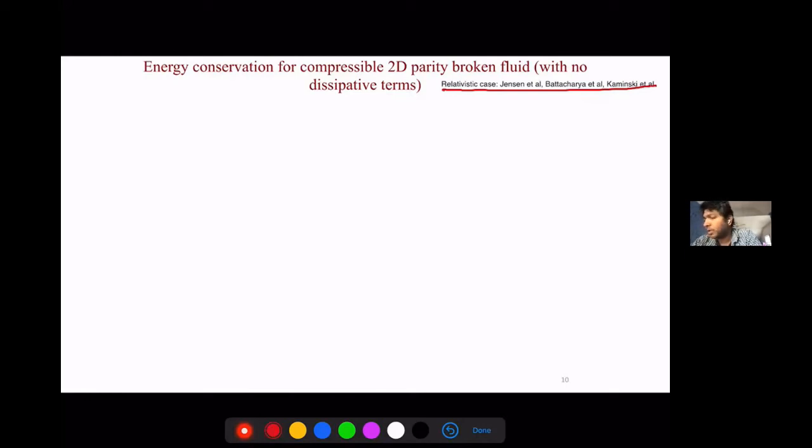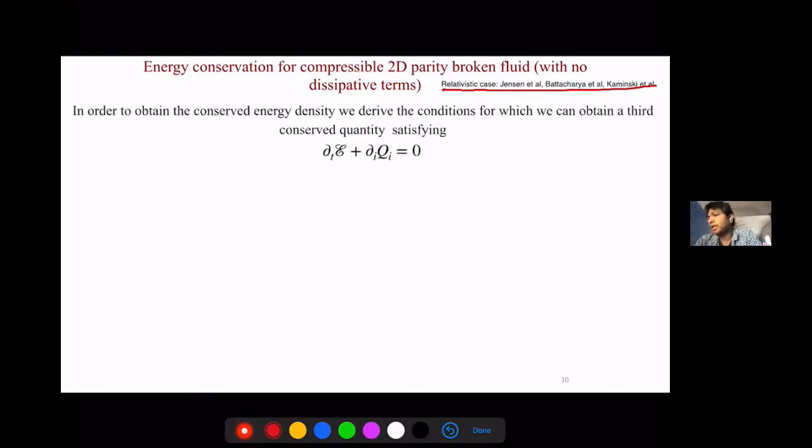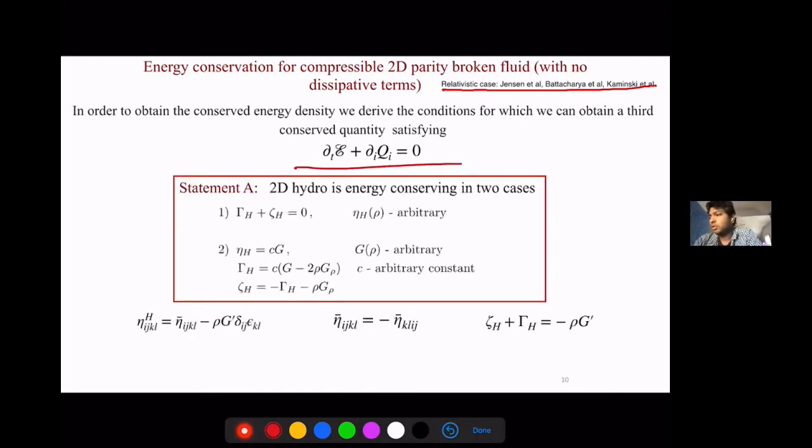Okay, so here I'm going to consider a baby version of this analysis. Again, I'm going to ask this question. In order to obtain the conserved energy density, I will start from the momentum conservation and mass equation, now with this Hall stress tensor. I want to run the same algorithm to ask: can I construct a third conservation law, namely the energy density, in this form? Let me give you the results first.